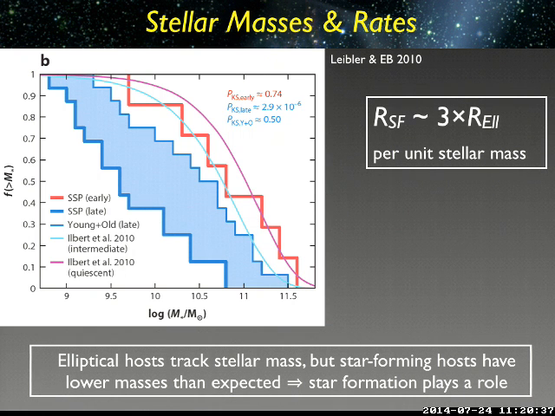Okay, so what this is telling us is that the rate per unit stellar mass in star-forming galaxies is about 3 times higher than in elliptical galaxies. So what does this mean? It means that something else is controlling the rate, not just the stellar mass, and that something else is the star formation rate. So I have more short GRBs, or more progenitors of short GRBs, per unit stellar mass in star-forming galaxies. And that's identical to what people find for type 1a supernovae.